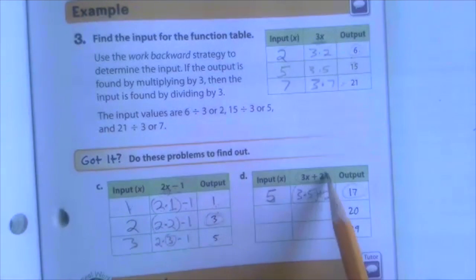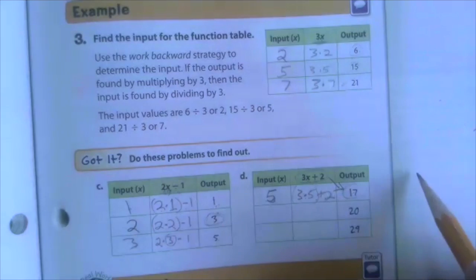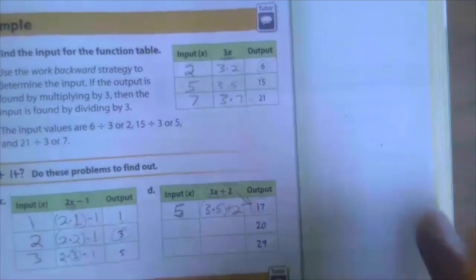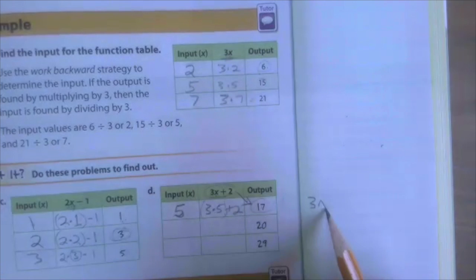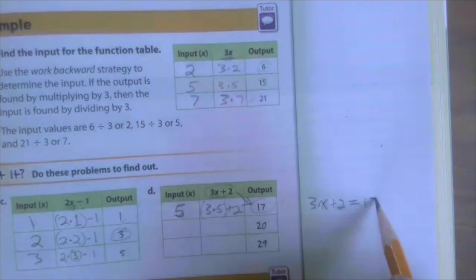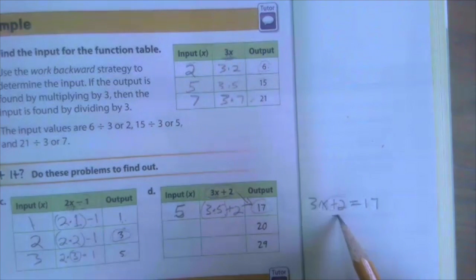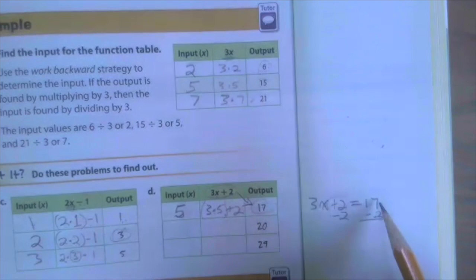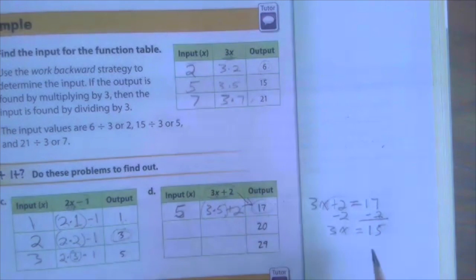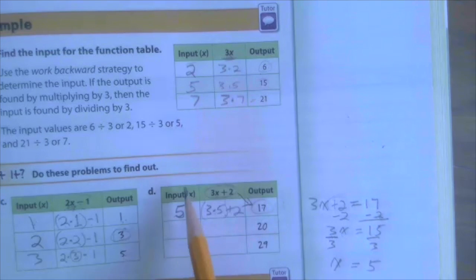We know that 3x plus 2 equals 17. So if I just write this over here, I could write it like this: 3x plus 2 equals 17, right? And we already learned how to do these kinds of problems. We want to get the x by itself. So how do we get rid of the plus 2? You do minus 2 and minus 2. 17 minus 2 is 15. And then you have 3x equals 15. How do you get rid of the times 3? You divide by 3, divide by 3, and then you have x equals 5, which is the same thing we have here. X is 5.